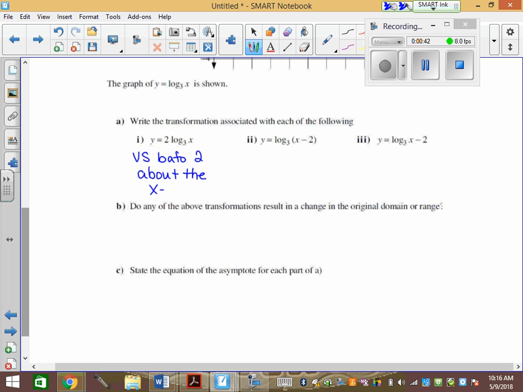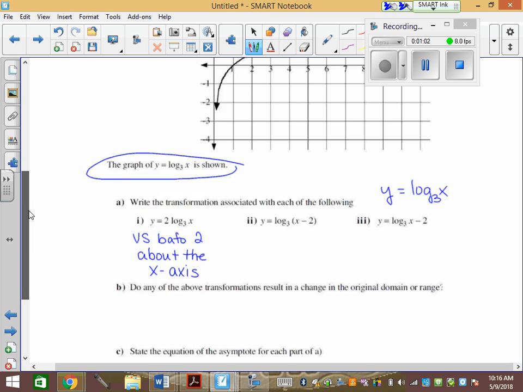And what are we comparing all these equations to? What's the original equation? Y equals log, in this case, what base are they all? 3. That's why we're comparing them all to the log base 3 graph up here.